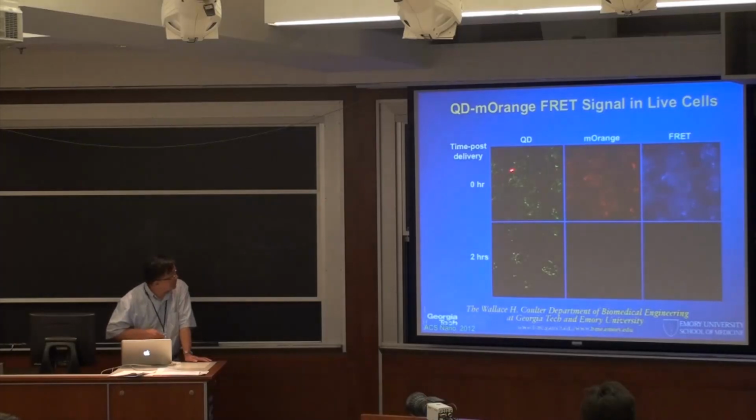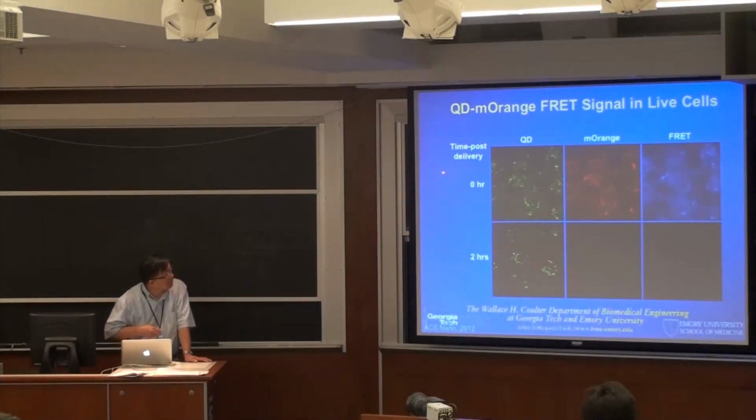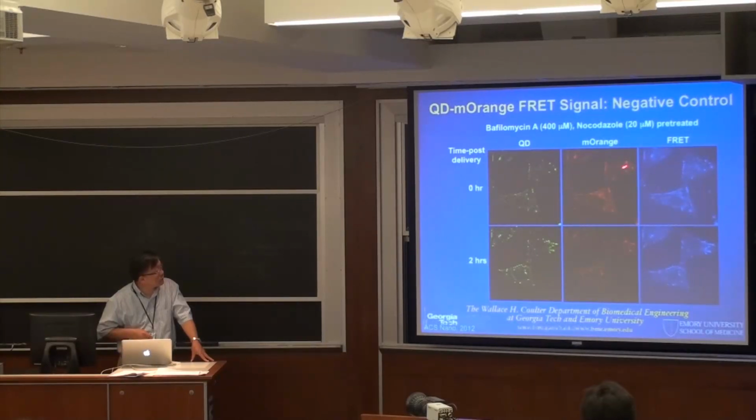Indeed, it's the case, because we deliver the probe into cells and image the cells right after delivery. You can see that right after delivery, you see pretty strong FRET signal, as in blue. If we wait for 2 hours, all the probes should be in late endosomes, and indeed the FRET signal is essentially gone. So that's an indication that the pH probe worked in living cells.